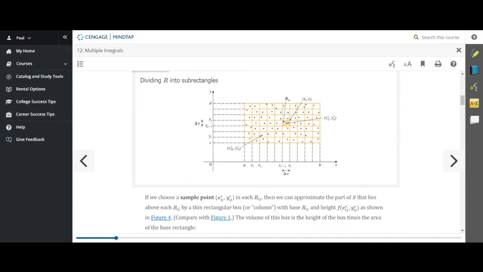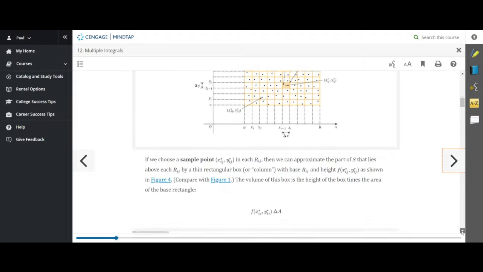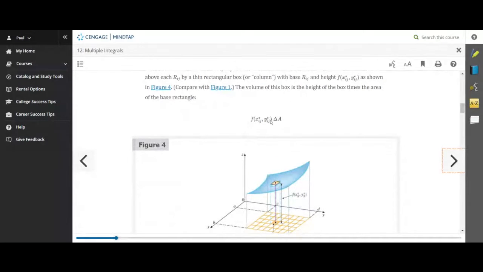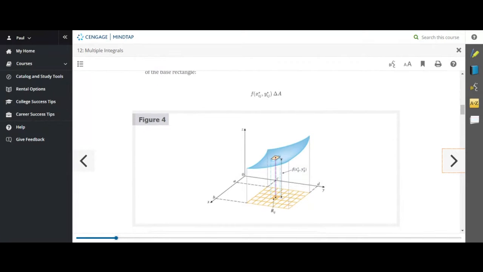Now, the value of the function would be the height of the surface at that point, right? If we compute f of x, y for each of those black points in the sub-rectangles, we would be computing function values. They would be heights. So you see, what you can do is think of, well, here's figure 4. It shows it pretty nicely.